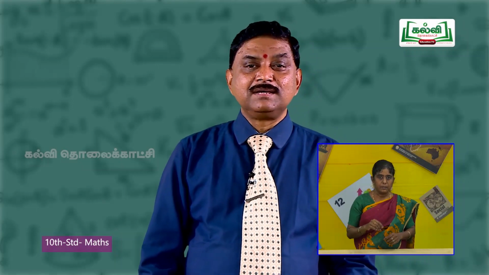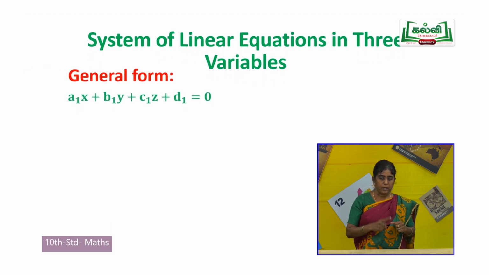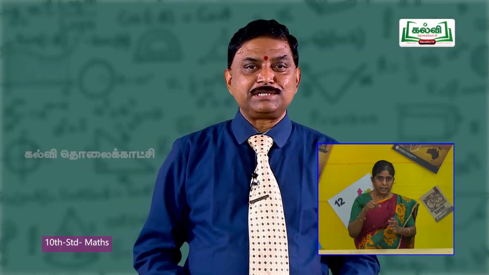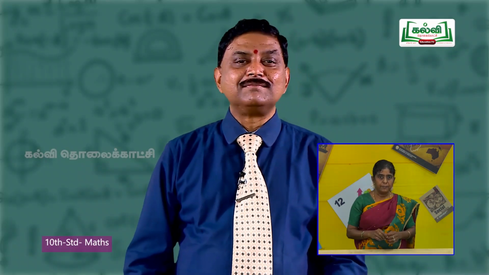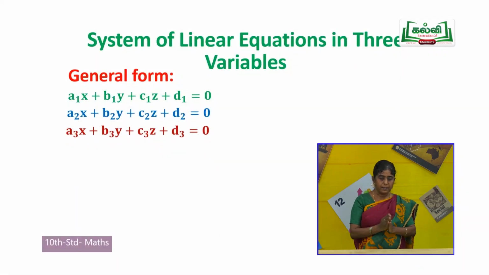Now we look at a system of linear equations in three variables. We should have a general form: a1x plus b1y plus c1z plus d1 equals 0. That is the first linear equation in three variables. And again, the second: a2x plus b2y plus c2z plus d2 equals 0. In the place of a2, b2, c2, d2, some real numbers may come. Similarly, the third one: a3x plus b3y plus c3z plus d3 equals 0. This is the general form of a system of linear equations in three variables.